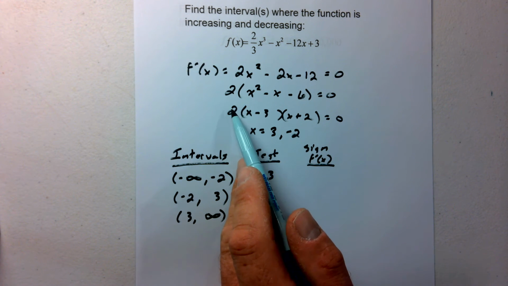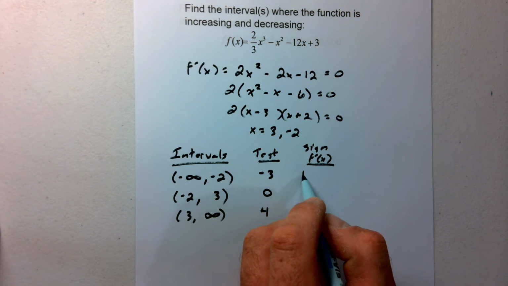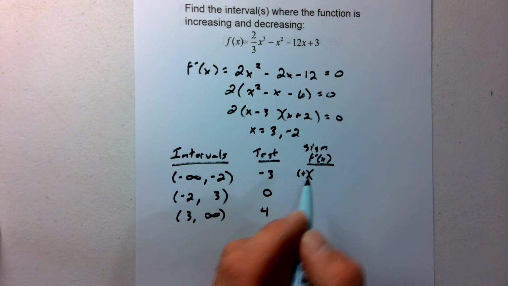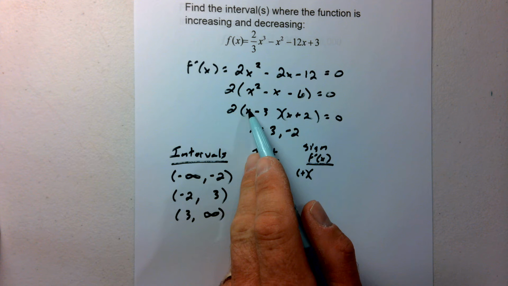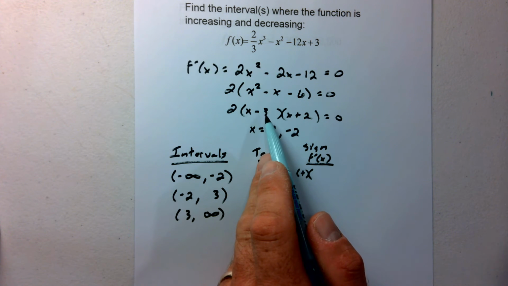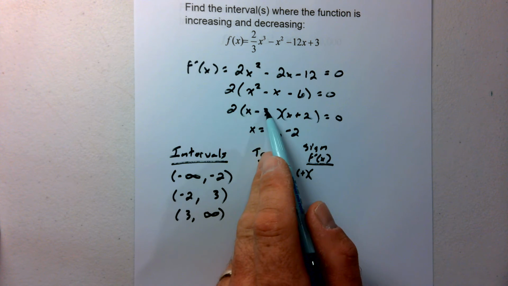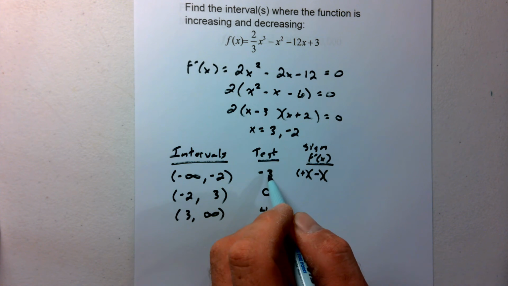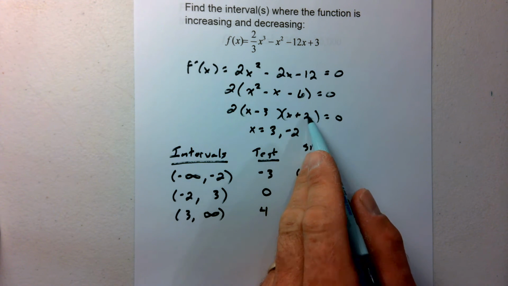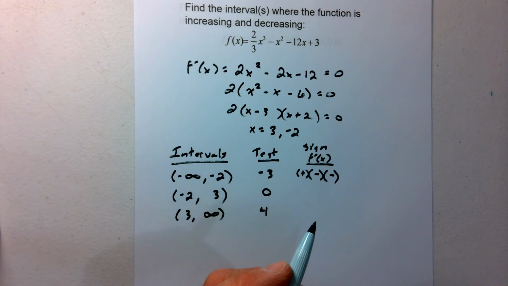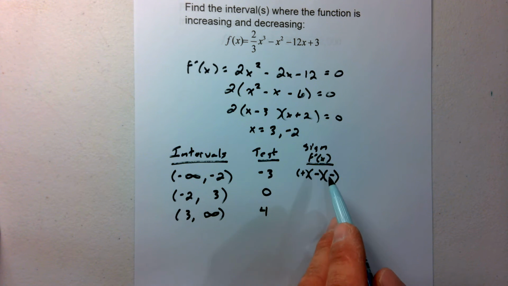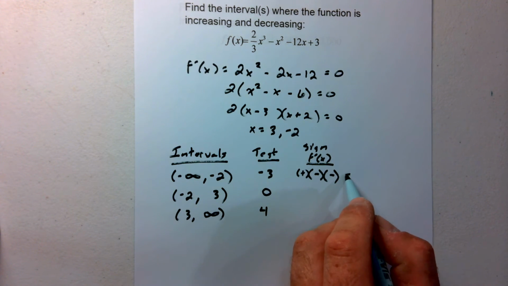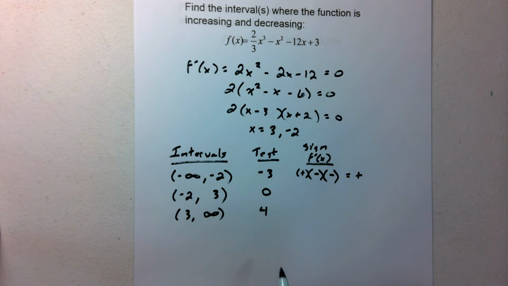So that 2 is always positive, so I have a positive 2. If I plug in -3, -3 minus 3 is -6, but I'm really only interested in the sign, so that's a negative value. If I take -3 and plug it into x plus 2, I get another negative value. So I end up with a positive times a negative times a negative, which gives me a positive.